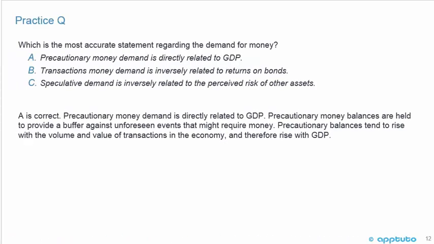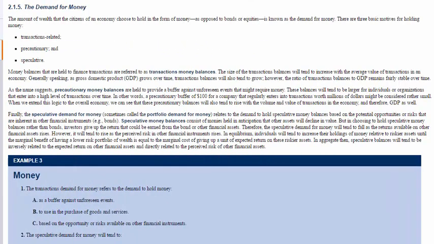Precautionary money demand is directly related to GDP. Precautionary money balances are held to provide a buffer against unforeseen events that might require money. Precautionary balances tend to rise with the volume and value of transactions in the economy and therefore rise with GDP. Okay, I wanted to finish with that question just to bring up an important point.